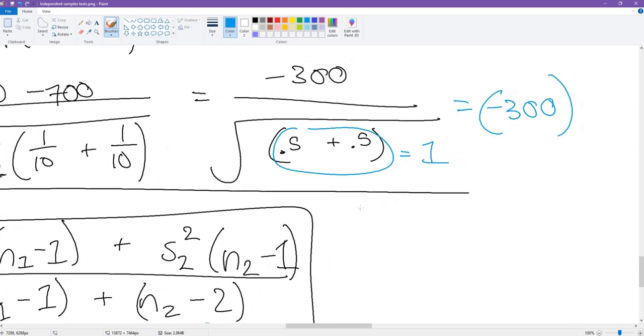Alright, I just took a pause right there to make sure that my math was actually correct, and it is. We in fact have a t observed with the degrees of freedom of 18 equal to negative 300. That is a very, very rare t-value if the null hypothesis is in fact true. So, we'll get into that in a second.